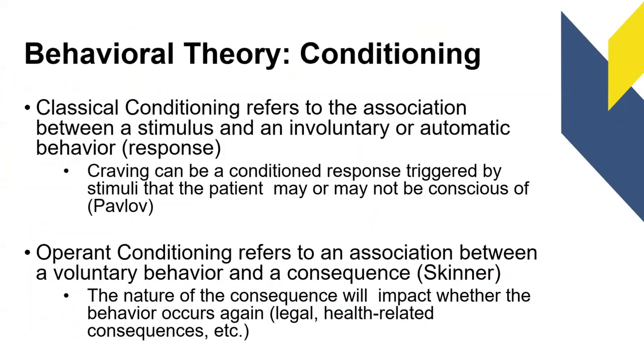So classical conditioning and then operant conditioning. Those are the two sort of behavioral theorists' different approaches, or looking at these behavioral theories from these two perspectives. This idea, classical conditioning, the Pavlovian dogs, and then operant conditioning refers to an association between a voluntary behavior and a consequence. And I think these can play out in many different ways, and especially within the substance use disorder population or the mental health disorder populations that we work with in a clinical setting.